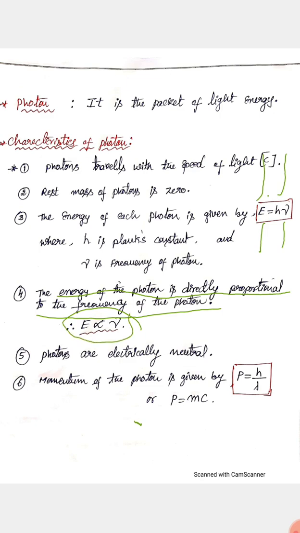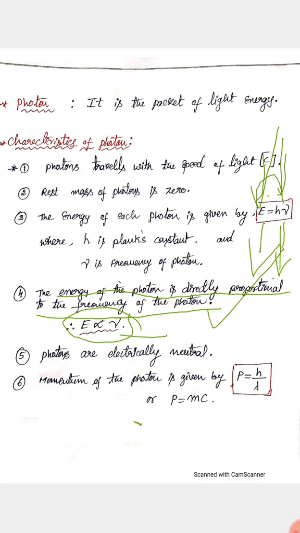When a value is increasing, then another value also increases, then we will say that one that is directly proportional. If frequency value increasing, then energy value increases. If a frequency value decreases, energy value decreases. What is the relation between them? That is nothing but directly proportional. Energy of the photon is directly proportional to the frequency of the photon.